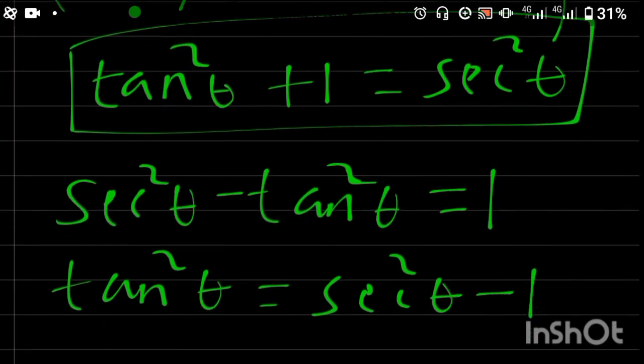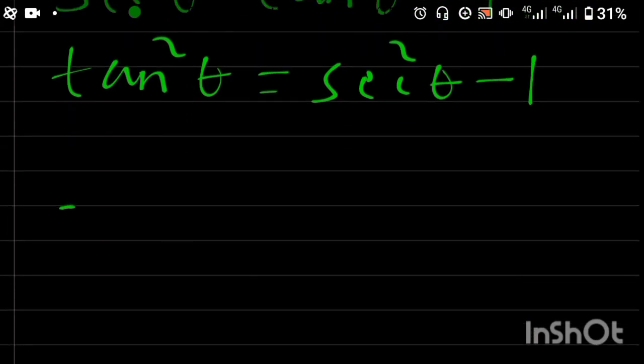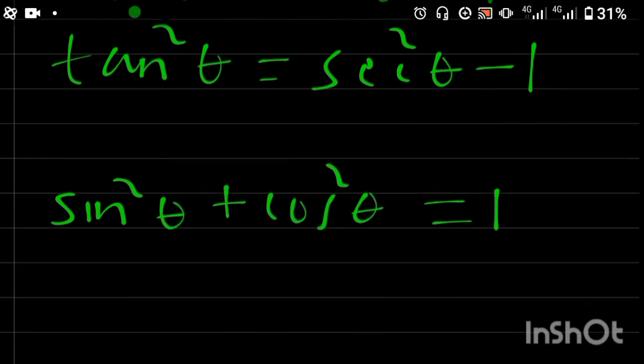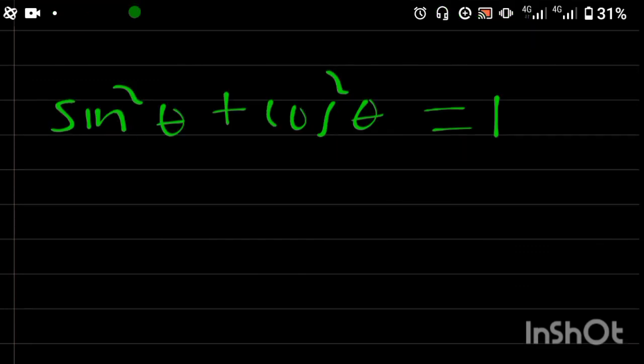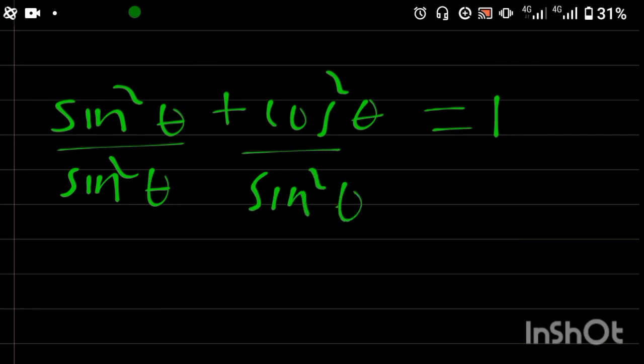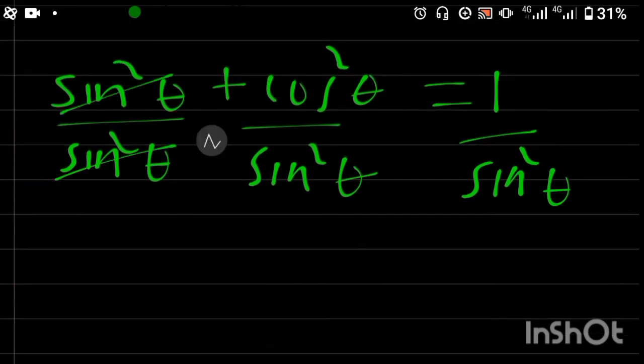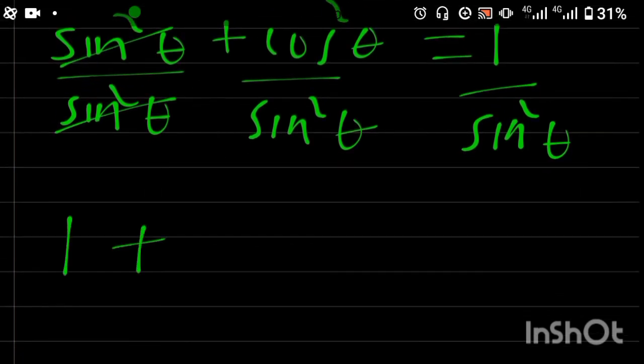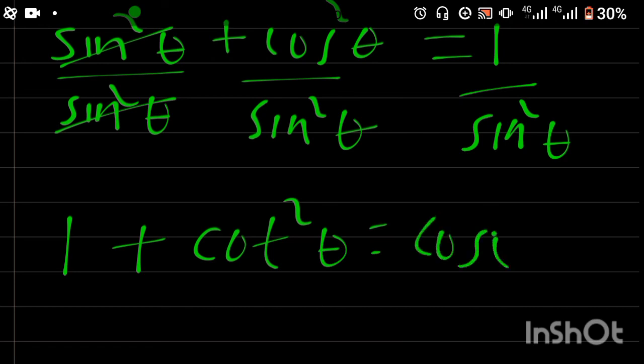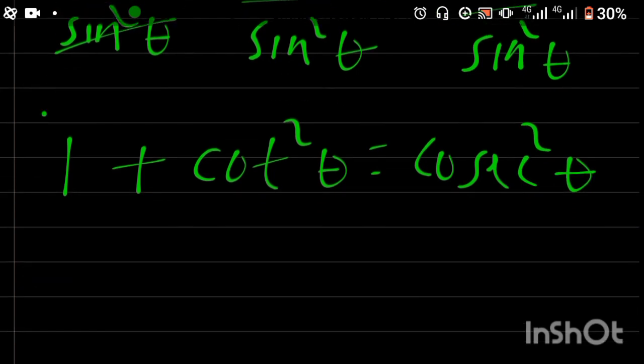The same thing, we can decide to divide sine squared theta plus cos squared theta equal to 1 throughout by sine squared theta. Therefore, we have sine squared theta over sine squared theta, which cancels, then 1 plus cos squared theta over sine squared theta, that is cot squared theta, equal to 1 over sine squared theta, which is cosec squared theta. So this is an identity.